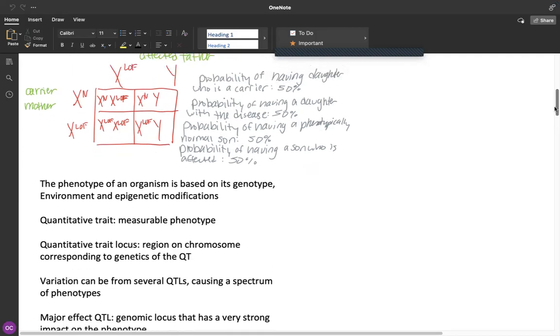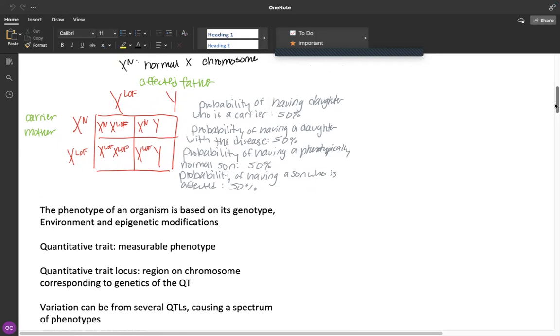So just always try to draw Punnett squares for those in case you get confused about the probabilities.